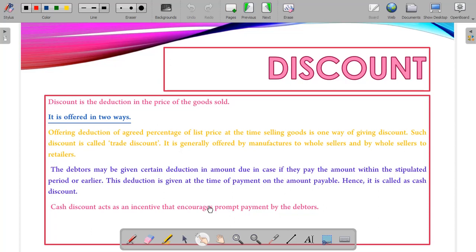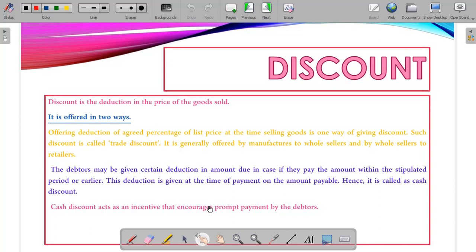Then the last important accounting term that we need to cover is the discount. Discount is the deduction in the price of the goods sold. Discount can be of two types, trade discount as well as cash discount. Trade discount is given by the manufacturers to wholesalers or wholesalers to retailers to enhance the sales, to increase the revenue. And cash discount is given when we encourage the debtors to make prompt payments, right? Cash discount has nothing to do with increasing revenue, right?